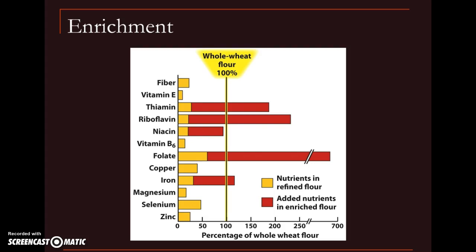Folate's important for neural tube development in the first month of pregnancy. It was found that a lot of pregnant women weren't consuming enough folate in that first month of pregnancy, and a lot of women are consuming refined flour. So folate started being added back to that refined flour in order to prevent that public health concern, and spina bifida incidence went down.